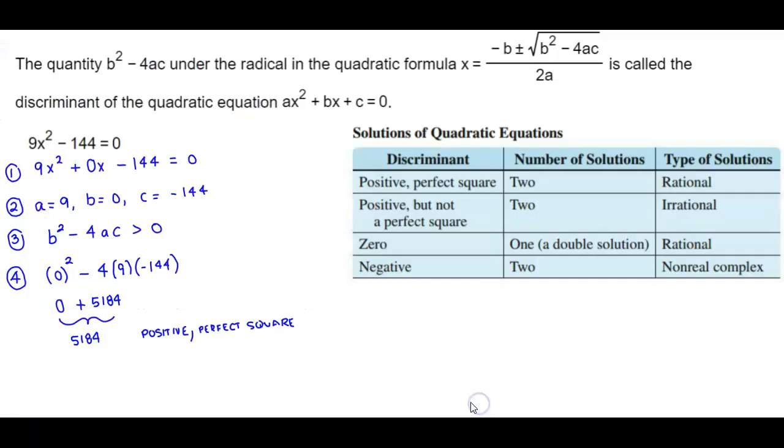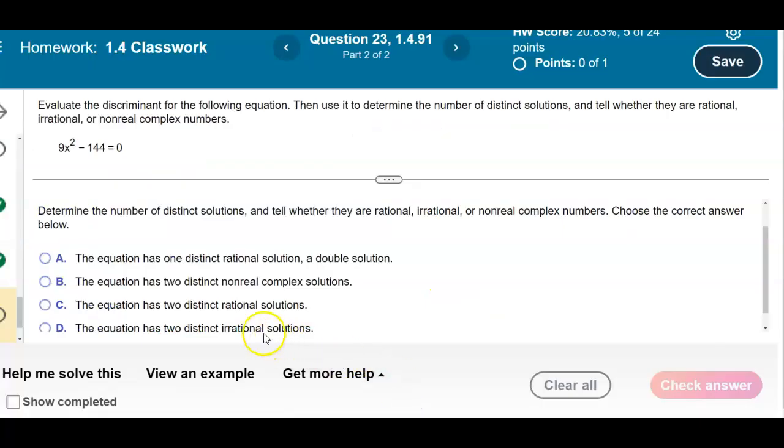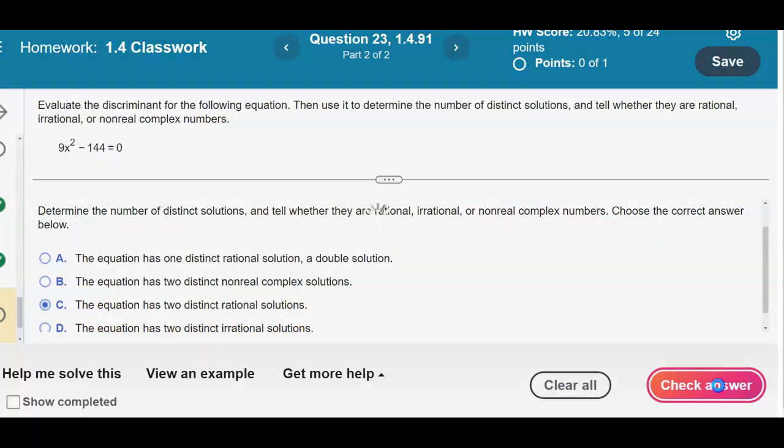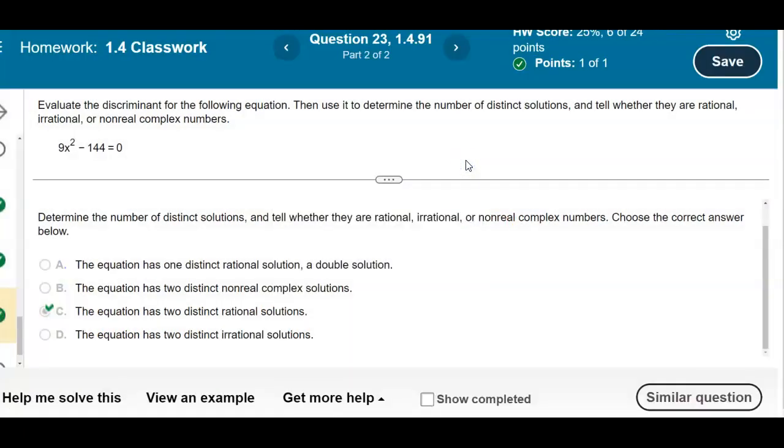So coming back up here, what did we determine? We determined the following. We said that the answer is positive and it's a perfect square. So the discriminant was positive with a perfect square, which tells us that we have two solutions and they're rational. So let's go ahead and answer that question. So there's two distinct rational solutions. So let's go ahead and enter C, and there is our result.